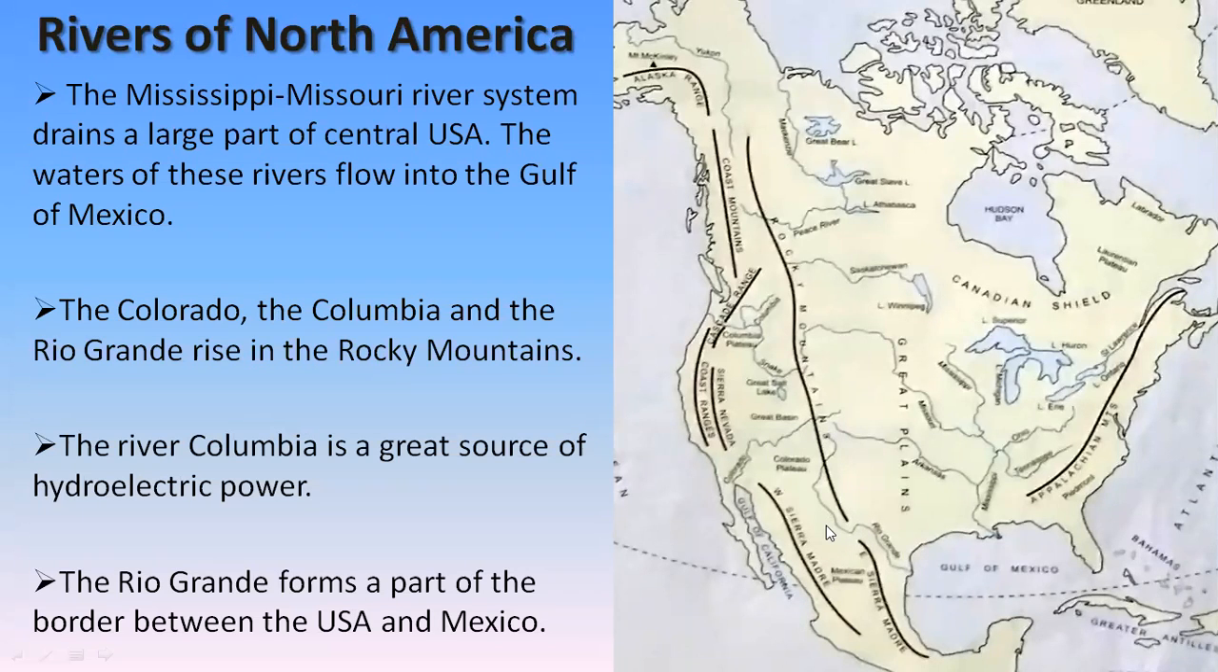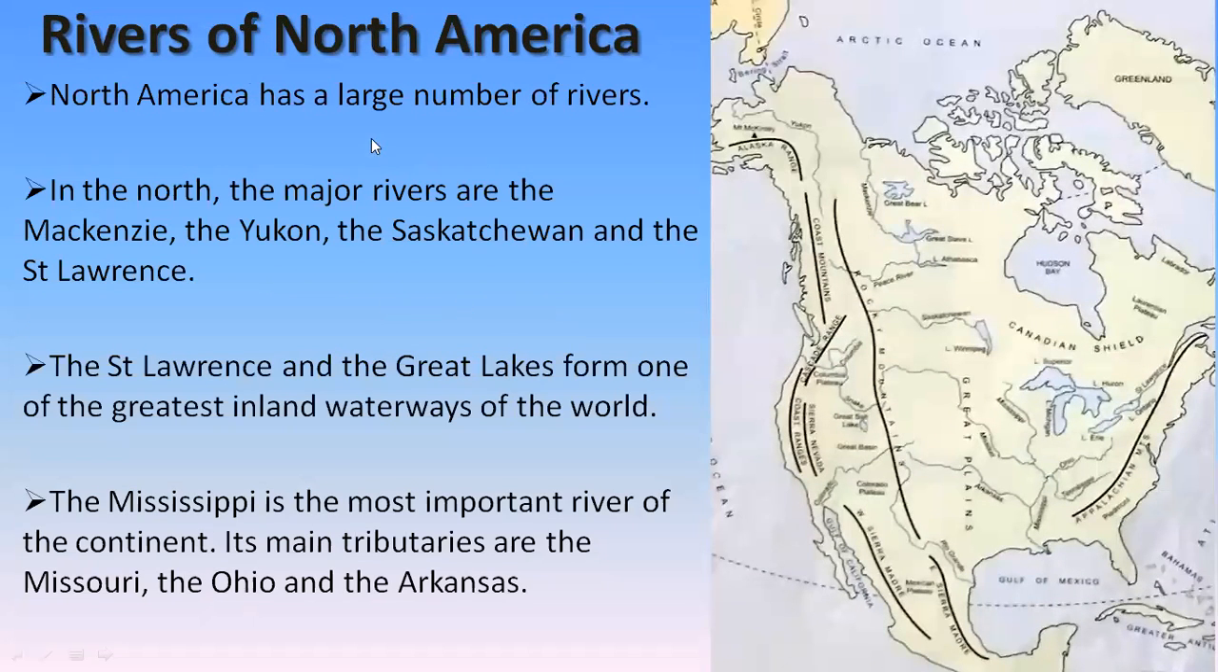It's the US Mexico border. You will find this river. These are some important rivers which you can find in North America. In the beginning, North America has a northern side. You will find the rivers like Mackenzie, Yukon, and Saskatchewan over here, and St. Lawrence over here. And these are the five lakes, that means the Great Lakes along with the St. Lawrence. It forms the waterway, the greatest inland waterway.